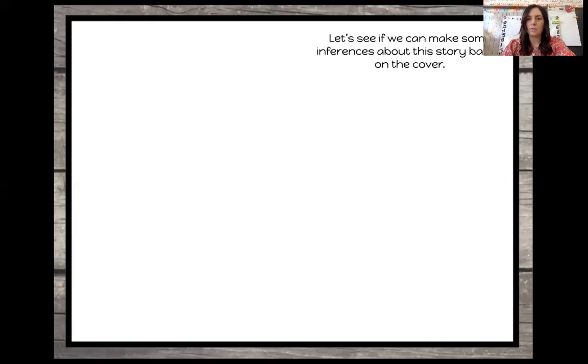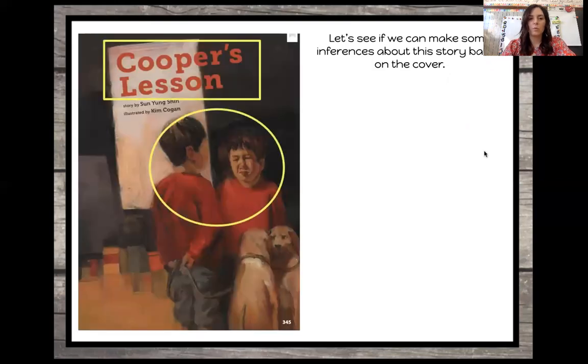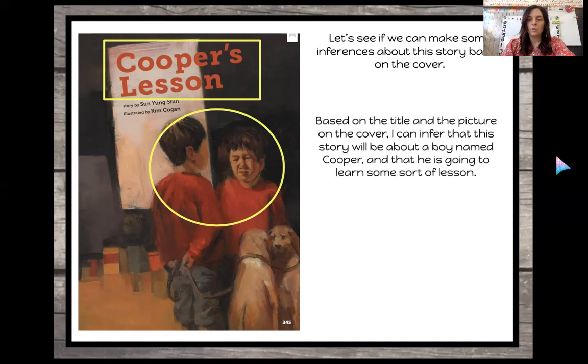So let's see if we can make some inferences about this story based on the cover. Here's Cooper's Lesson, and I'm going to highlight the title and then this picture of the boy who I am going to infer is Cooper, based on the fact that this is a book about Cooper's Lesson. So based on the title and the picture, I can infer that the story is going to be about this boy named Cooper and that I think he's going to learn some kind of a lesson because that's the title of the story.